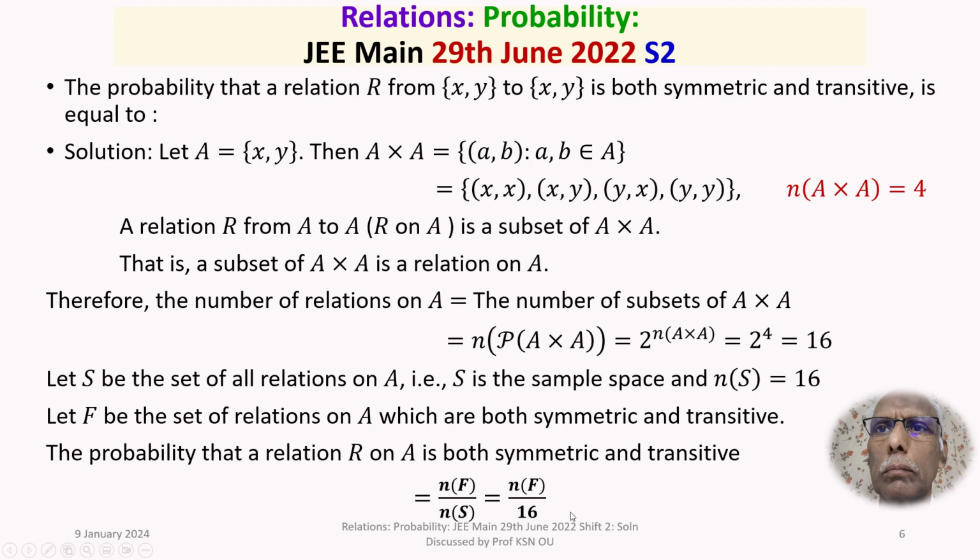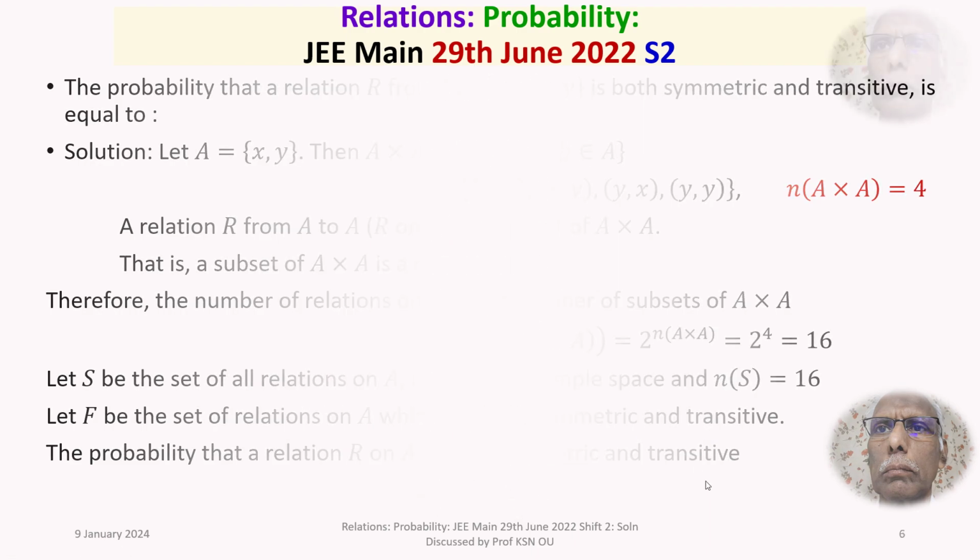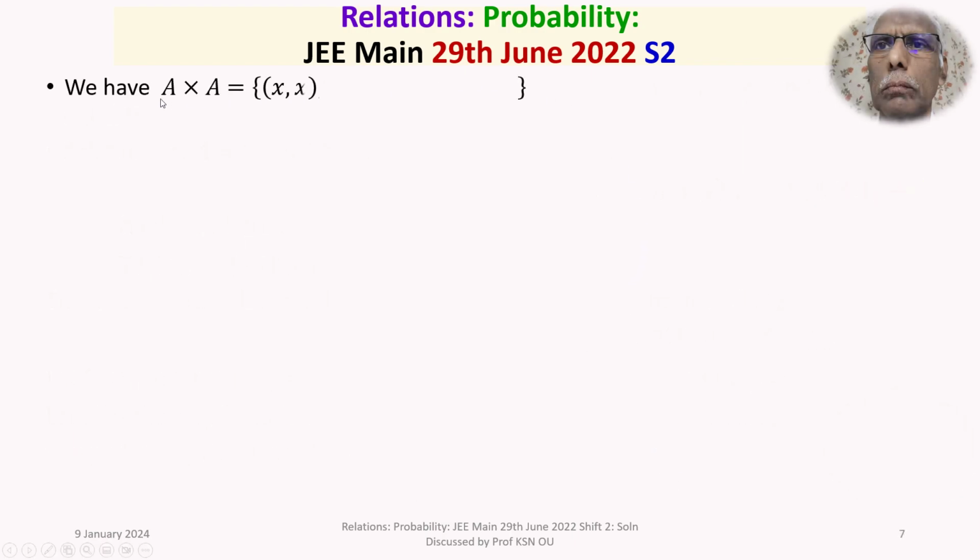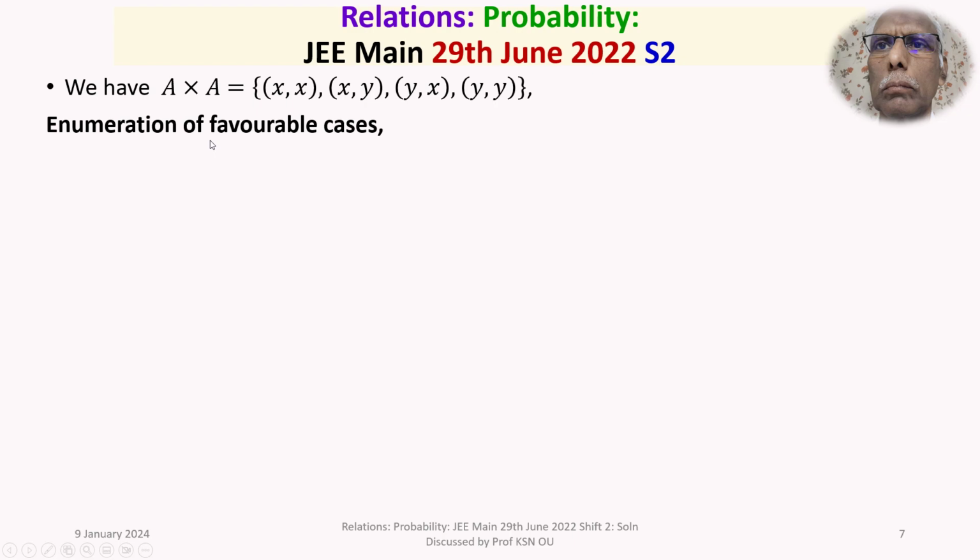So we should know what F is. F consists of the set of all those relations on A which are both symmetric and transitive. Right. So we will find out F now. We have A cross A, given like this, and we want to enumerate all favorable cases. What are all favorable cases? That is, the relations on A which are both symmetric and transitive. So let's enumerate one after the other.